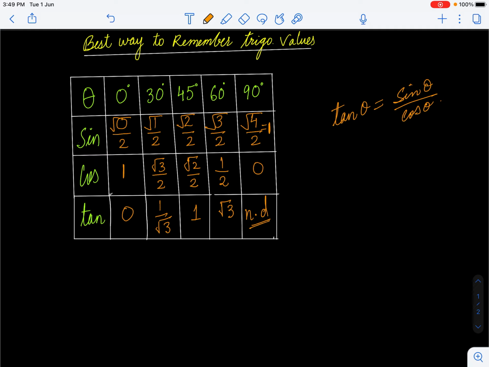So that's it. This is the way to remember this trigonometric table. And I think this is the best way, fastest way, and you have to use minimum cramming in this.